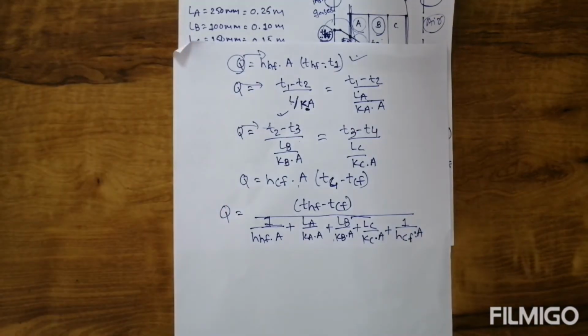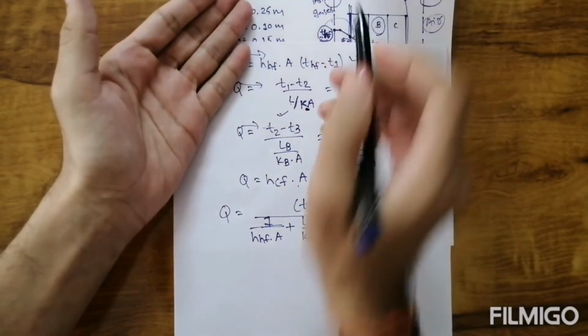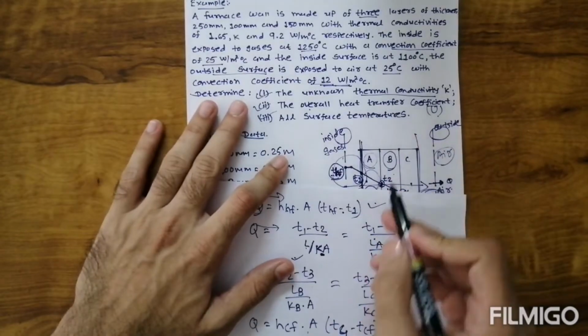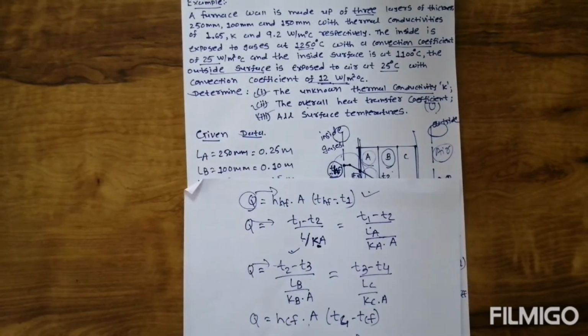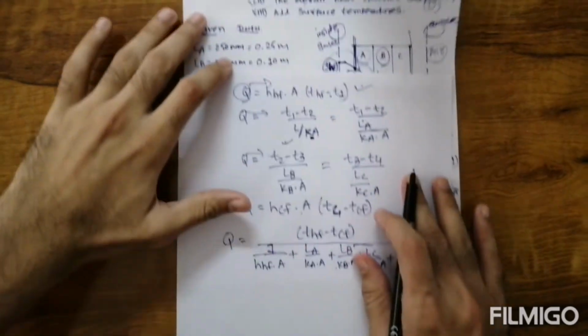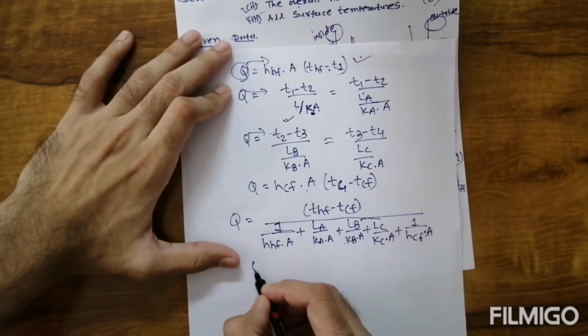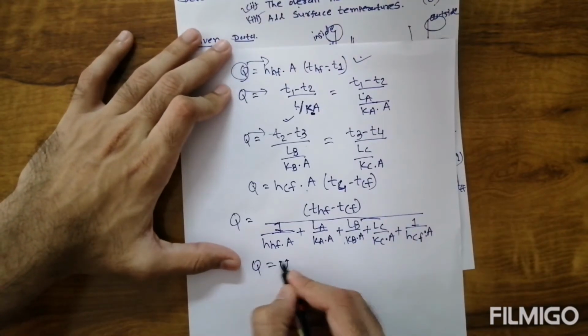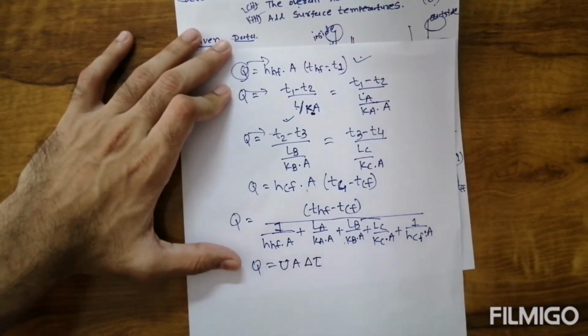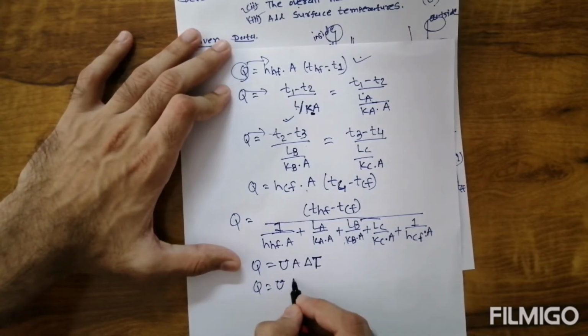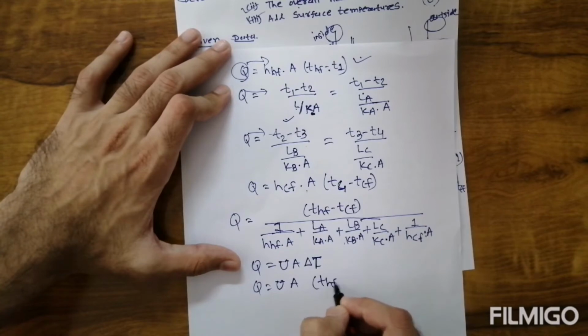So now which equation do we have to use to find the value of the unknown thermal conductivity, overall heat transfer coefficient, and all surface temperatures? So what is the overall heat transfer coefficient? Already we have equation 1, Q is equal to UA delta T. Q is equal to UA delta T, and which delta T should you consider here? It will be THF minus TCF.